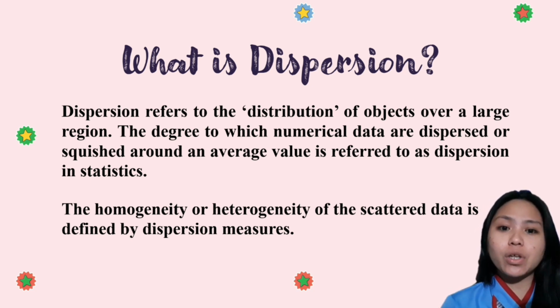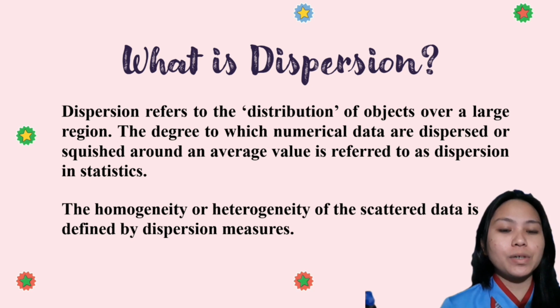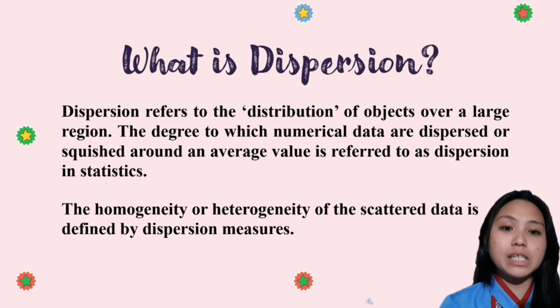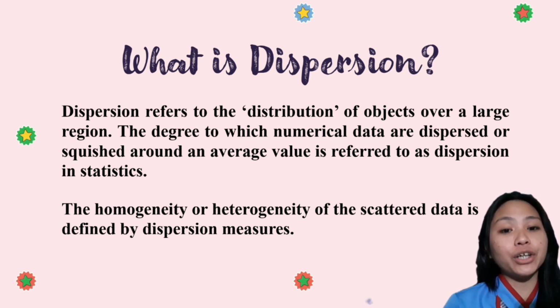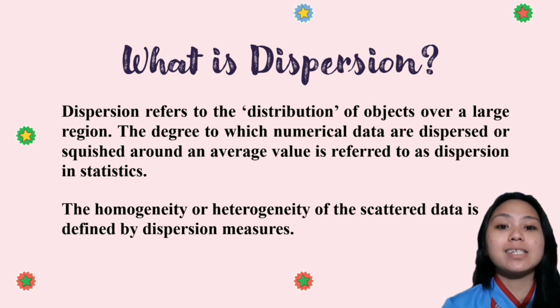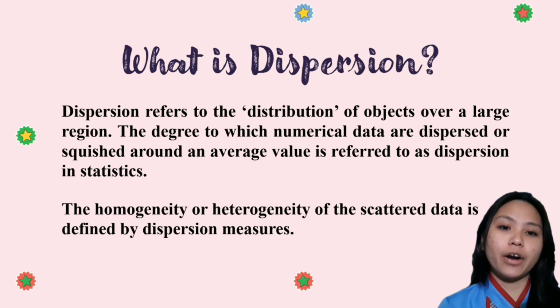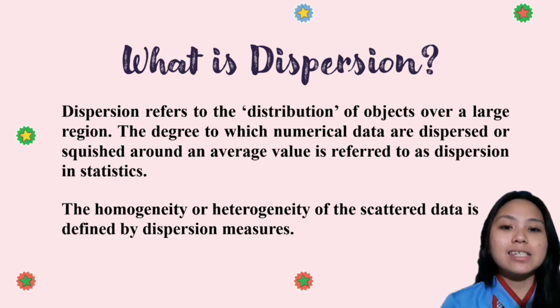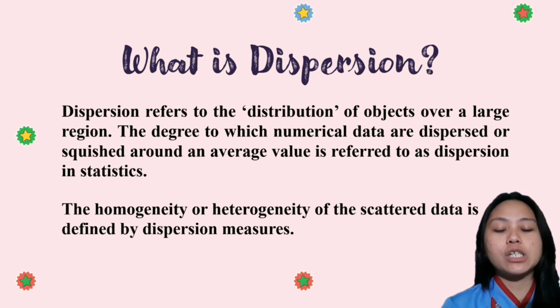Dispersion refers to the distribution of objects over a large region. The degree to which numerical data are dispersed or squished around an average value is referred to as dispersion in statistics. So the measure of dispersion is always a non-negative real number that starts at 0 when all the data is the same and rises as the data gets more varied. The homogeneity or heterogeneity of the scattered data is defined by dispersion measures. It also refers to how data differs from one another.